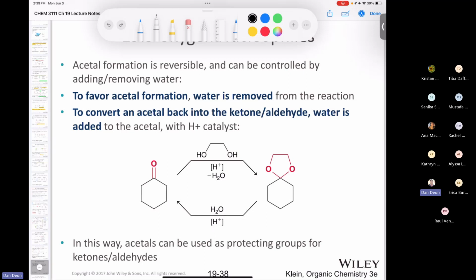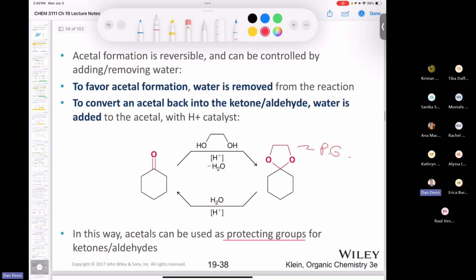That's all it is. So again, the reason why we would want to make this is that this is a good protecting group. You see it right here. Acetals can be used as a protecting group. So if you're like, are we expanding our number of protecting groups? Yes. So we started out with the silyl ether that we talked about in chapter 12 when we discussed Grignard reactions. And now we're going to look at a protecting group for a ketone or an aldehyde.